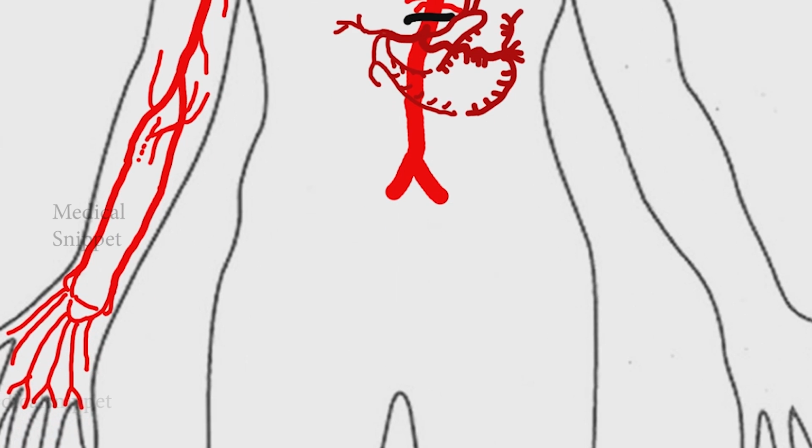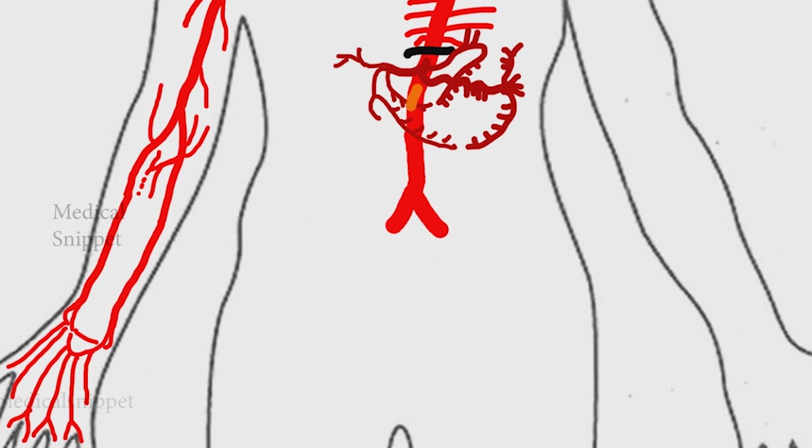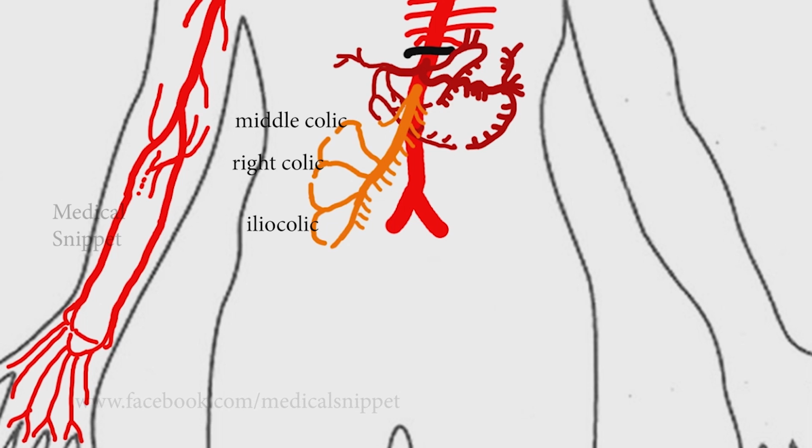Superior mesenteric artery arises at the level of first lumbar vertebra. It supplies the intestine from the lower part of the duodenum, through 2/3 of the transverse colon, as well as the pancreas. These structures correspond to the embryonic midgut. It gives rise to inferior pancreatico-duodenal artery, jejunal arteries, ileal arteries, ileocolic arteries, right colic, and middle colic arteries.